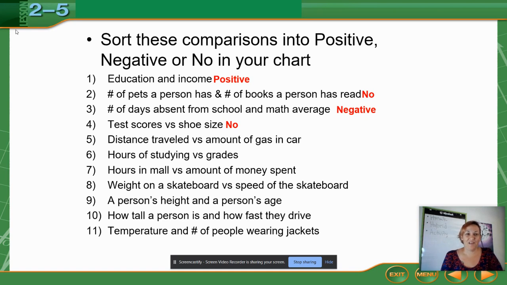Sentence number 5. The distance you've traveled and the amount of gas that is in your car. Okay, so again, think about this. The further that I travel, my gas gauge in my car is going to go down because I'm using gas. So until I hit the gas station, it's going to keep going lower and lower. So the more I travel, the less gas I have because I'm using it. And so that one is negative because they're moving in opposite directions.